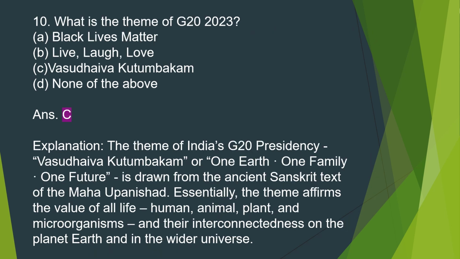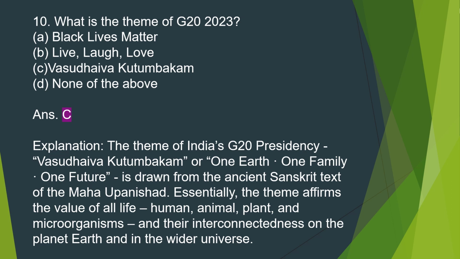Next is, what is the theme of G20 2023? Option A, Black Lives Matter. Option B, Live, Laugh, Love. Option C, Vasudhaiva Kutumbakam. Or option D, none of the above. So yes, the correct answer is option C, Vasudhaiva Kutumbakam.